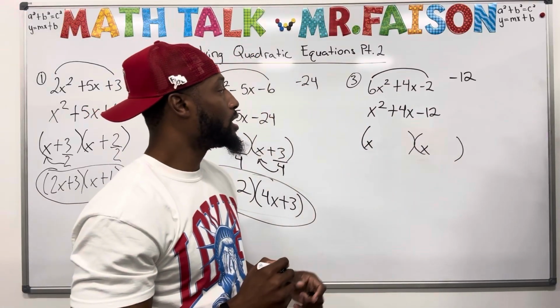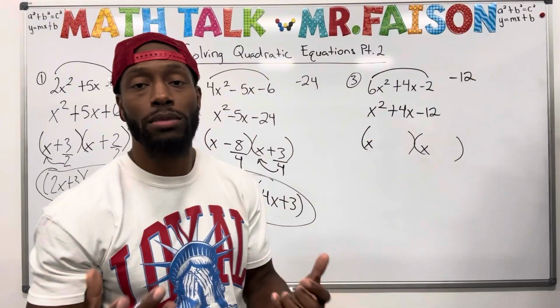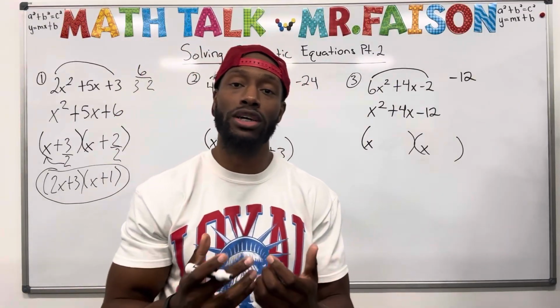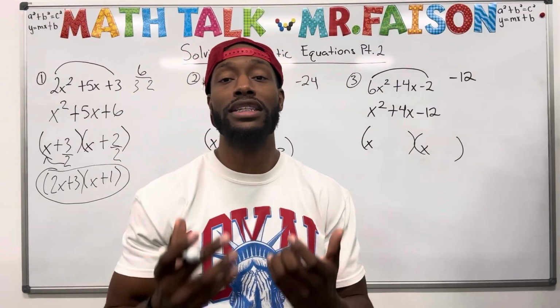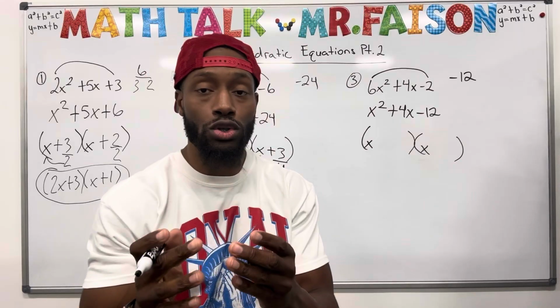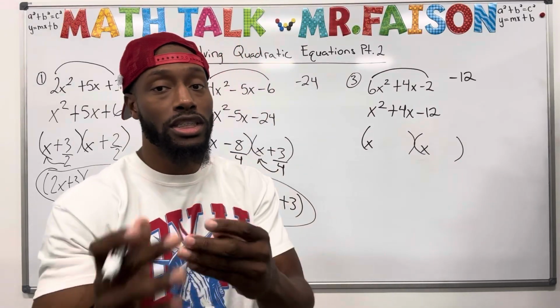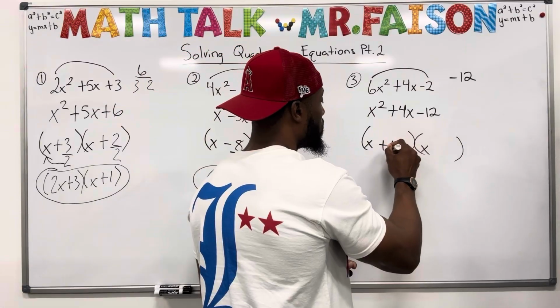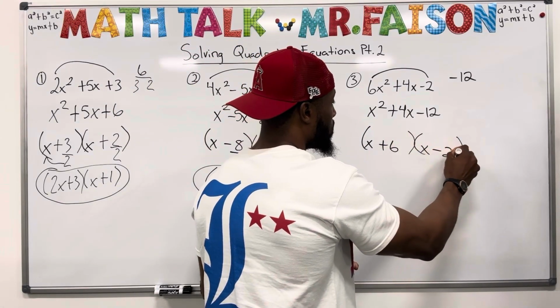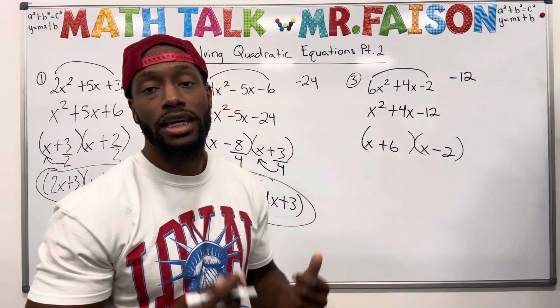All right? Now, you have to ask yourself, what 2 numbers can I multiply to get negative 12, but if I add them together, I get a positive 4? So what you can do is pause it real quick and find out what those 2 numbers are. All right? Because those 2 numbers are positive 6 and negative 2.